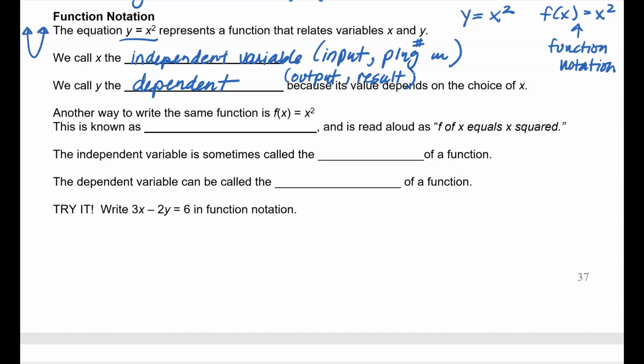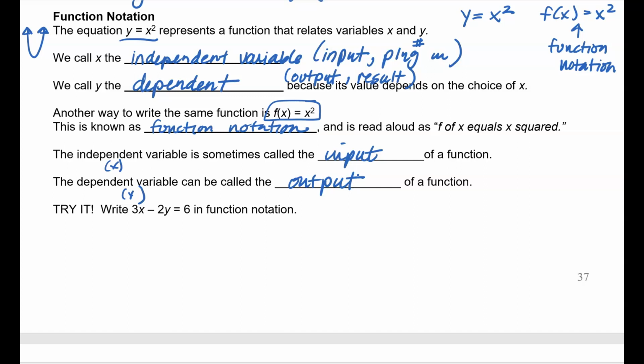Another way to write the same function is f of x equals x squared. So I wrote that down above. This is known as function notation. And we say this aloud as f of x. So whenever you see the parenthesis, that's just "of". So f of x equals x squared. The independent variable is sometimes called the input. So I wrote that above. I can write it again. The dependent variable, y, is sometimes called the output.